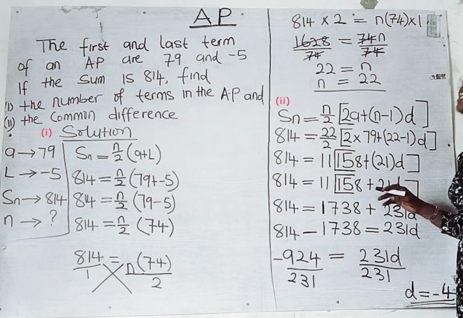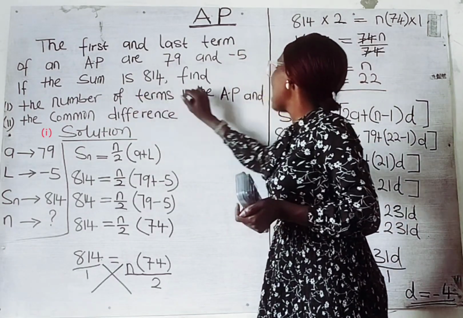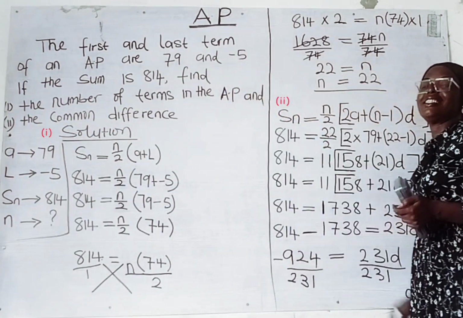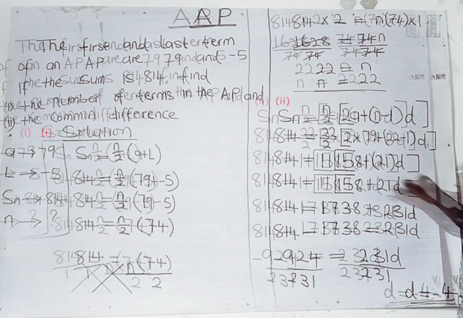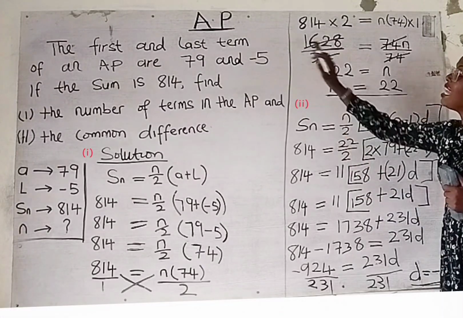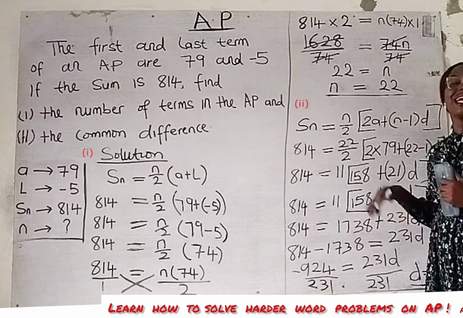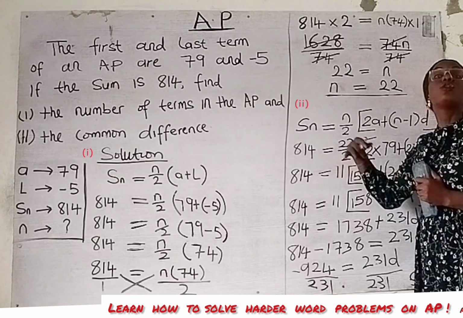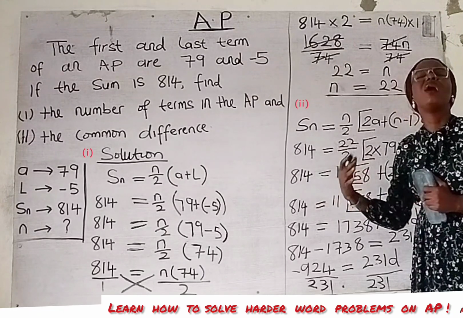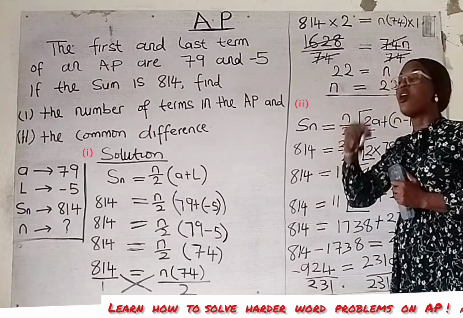With this, I believe you've learned how to obtain the number of terms in AP, and also how to obtain the common difference in questions like this. I know with this you have learned how to solve harder problems on AP. We might need to go through it again for deeper understanding and more assimilation. Also, endeavor to go through the other worked examples in this volume. It will help you to learn how to solve not only word problems but harder word problems on AP.